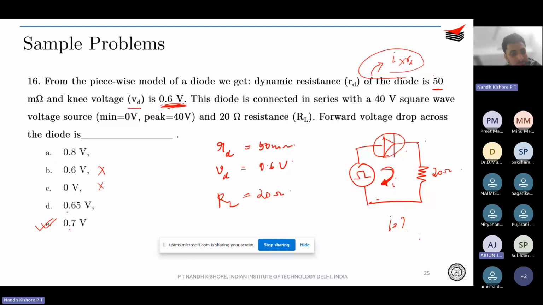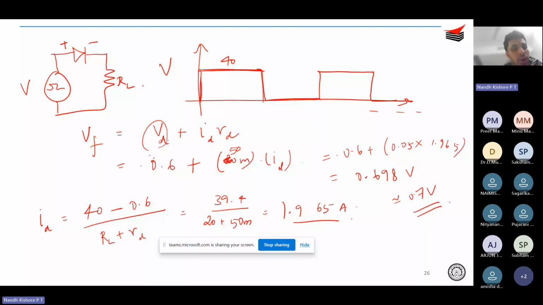Did you guys get this question? How did we do? The forward voltage drop across the diode is just cut-in voltage plus I into R drop. Okay, so VD plus ID RD, right? So you know what is VD, you know what is RD. Both of these are mentioned in the problem. You just need to find out what is ID and plug it in over here. So how do you find out ID? ID is just found out by KVL, right?